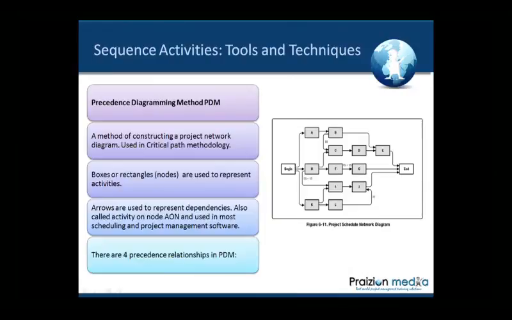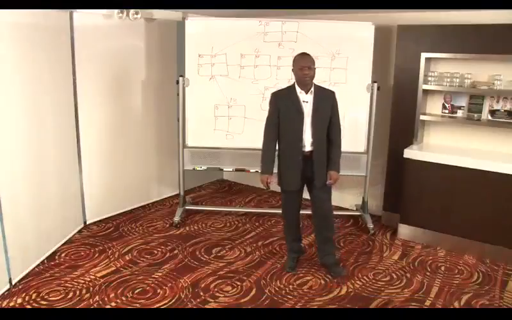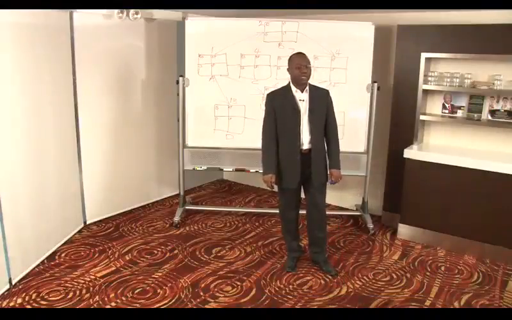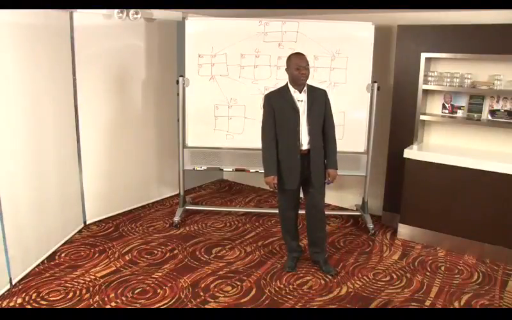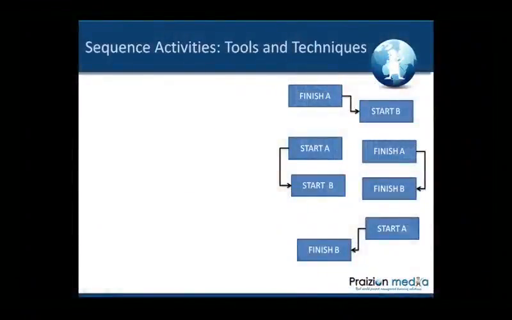There are 4 precedence relationships when it comes to PDM. And these precedence relationships we need to know. So let's go through these precedence relationships one by one. We have the finish to start. A must finish before B starts. Then we have the start to start. A starts and then B can start. We have the finish to finish. A finishes and then B can finish. And then we have the start to finish. A must start before B can finish.